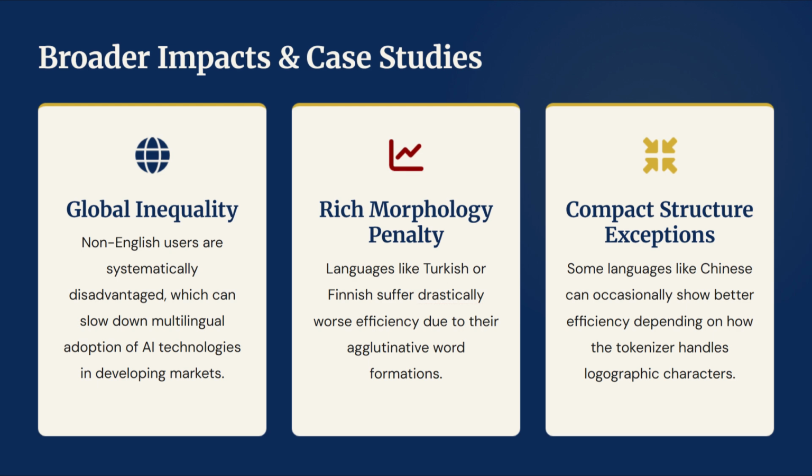Third, and interestingly, complex structure exceptions. Some languages, like Chinese, can occasionally show better efficiency depending on how the tokenizers handle logographic characters, because each character carries a lot of meaning. The token per meaning ratio can sometimes be more favorable than expected.